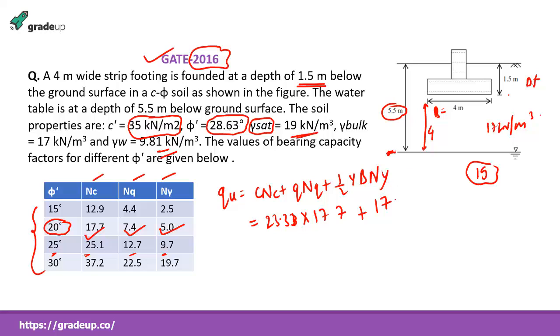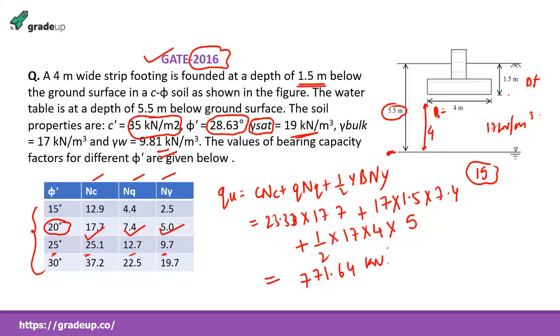So 17 into depth of foundation, that is 1.5, into NQ. NQ value is 7.4. So in the third part, that is half into gamma value, again 17 into B, width of foundation is given as 4, into N gamma we have obtained 5. So finally QU value we will obtain as 771.64 kilonewton per meter square.